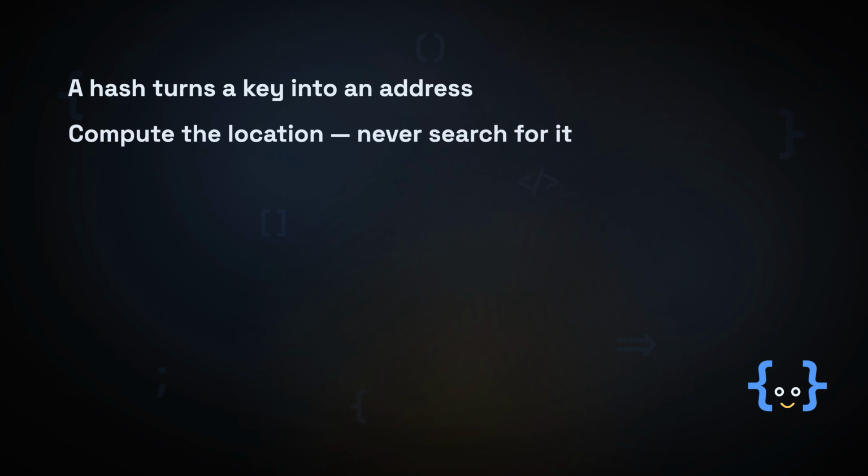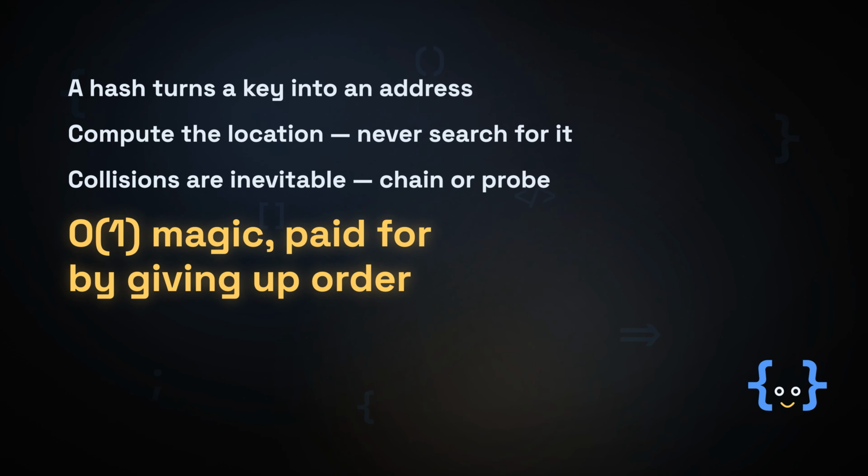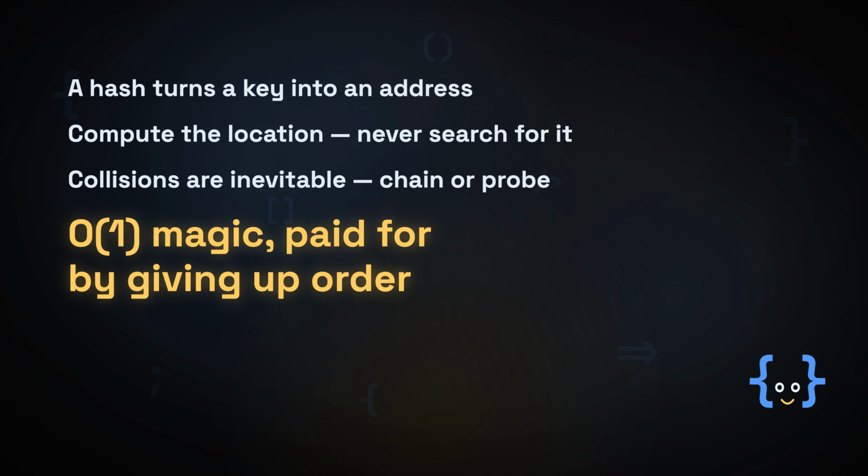So the hash map's magic isn't really magic at all. It's one brilliant idea, turn the key itself into the address, wrapped in careful engineering to handle the collisions that idea makes inevitable. Compute where things live instead of searching for them, keep the buckets sparse, and you get lookups that simply don't care how much data you're holding. The price is order. And for an enormous range of problems, that is a price very much worth paying.